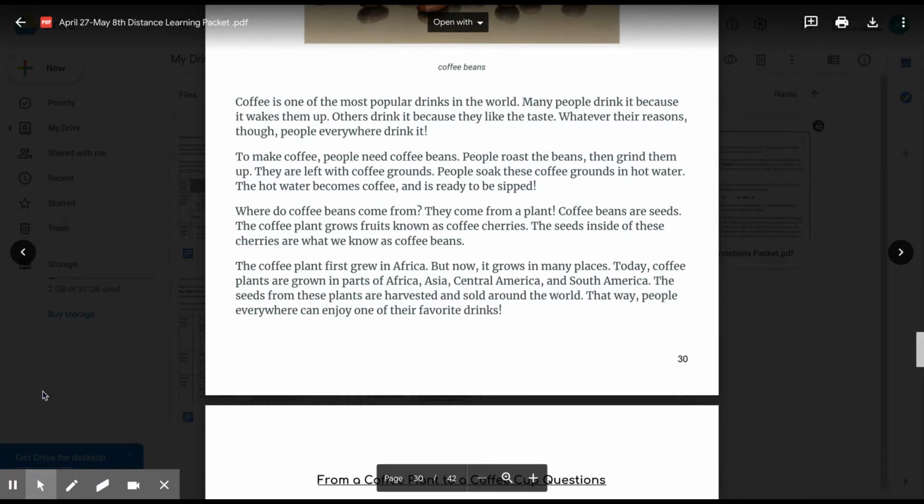The coffee plant first grew in Africa, but now it grows many places. Today, coffee plants are grown in parts of Africa, Asia, Central America, and South America. The seeds from these plants are harvested and sold around the world. That way, people everywhere can enjoy one of their favorite drinks.